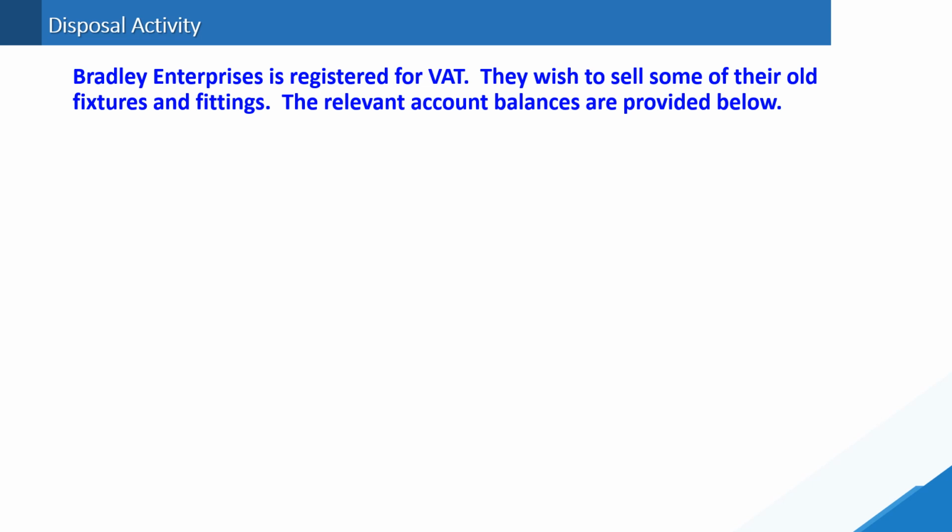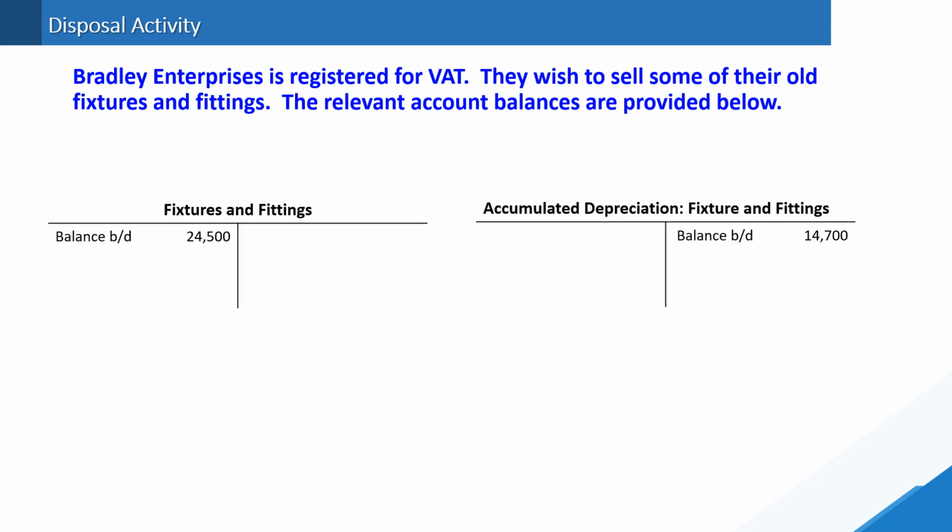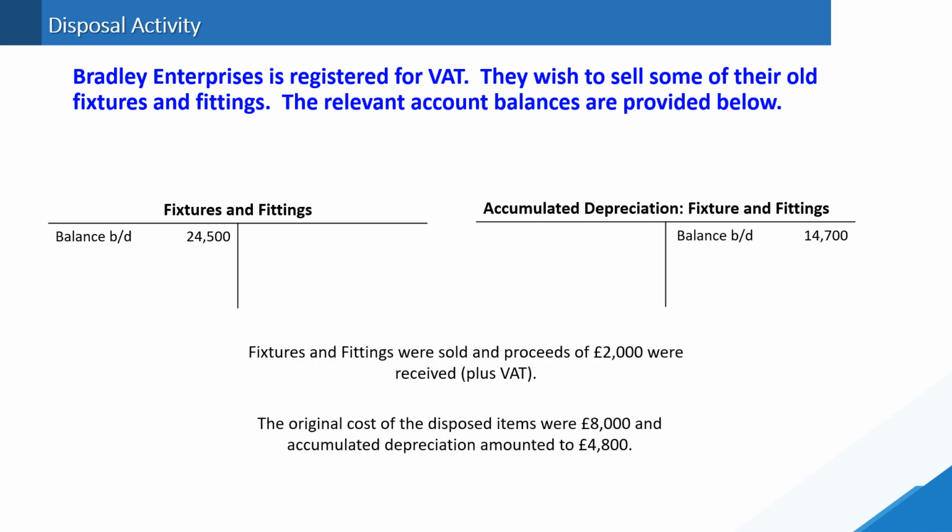Bradley Enterprises is now registered for VAT, and they wish to sell some of their old fixtures and fittings. The relevant account balances are provided below. So we've got a balance brought down on our asset account and a balance brought down on the accumulated depreciation for fixtures and fittings. We're told that the fixtures and fittings were sold and that proceeds of £2,000 were received plus VAT. So in total, an amount of £2,400 was received.